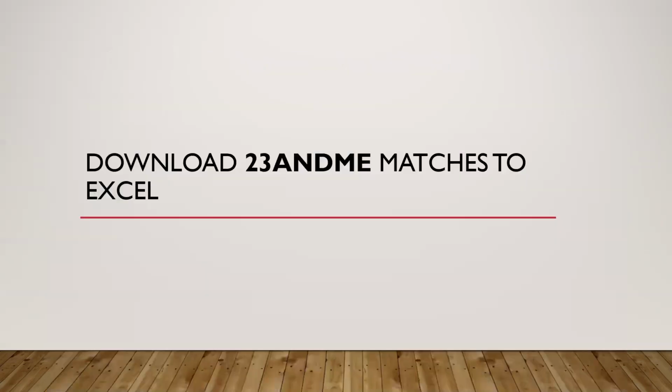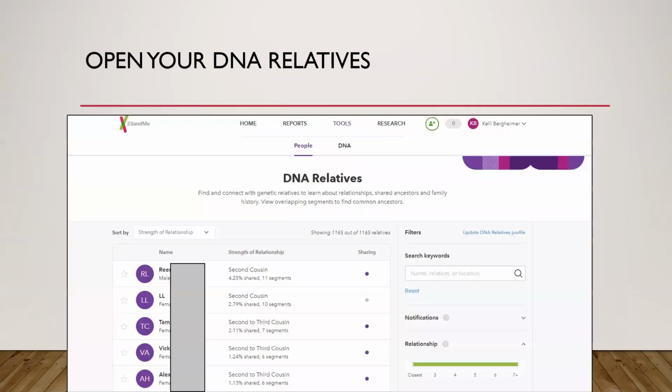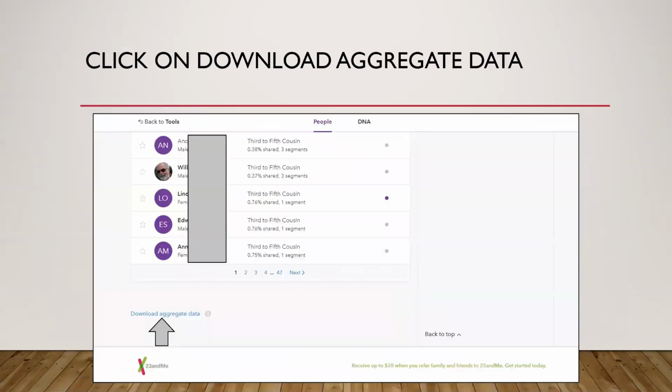So from 23andMe, you can download those matches to Excel also. You want to open the DNA Relatives tab, and then scroll down to the bottom where it says Download Aggregate Data. And the nice thing about the 23andMe downloads is that you will get segment information. You'll get exact segments you have in common. A lot of that information is captured.